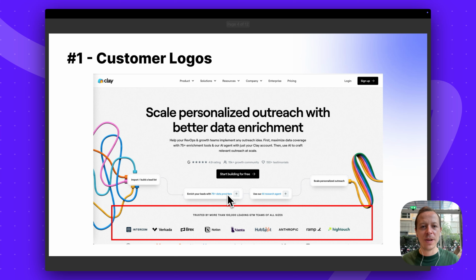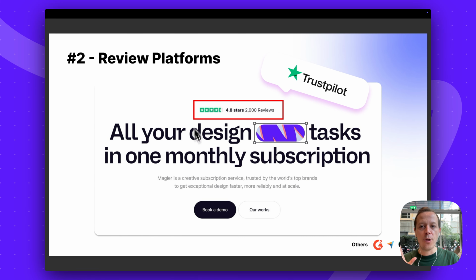So let's jump into a couple of examples, and we have some screenshots from some well-known companies out there. Number one, customer logos. This is something Clay does very well. They say over 100,000 leading GTM teams of all sizes are using Clay already. And you know all of these logos down here, so you think, okay, if they are using it, it must be good.